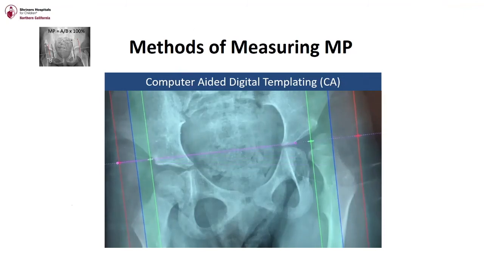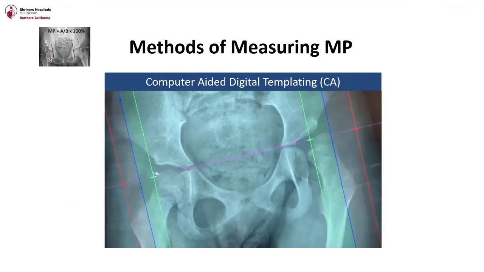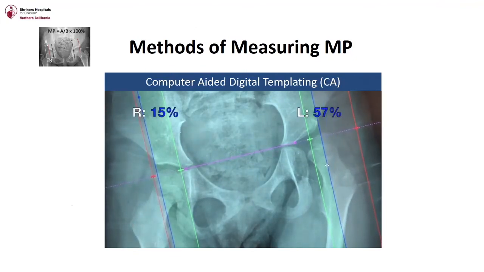If you happen to be at an institution that has a computer-aided digital templating system, you can use this pre-made tool to move vertical lines, and then it'll automatically calculate the migration percentage without having to actually measure distances. So that saves some measurement technique challenges.